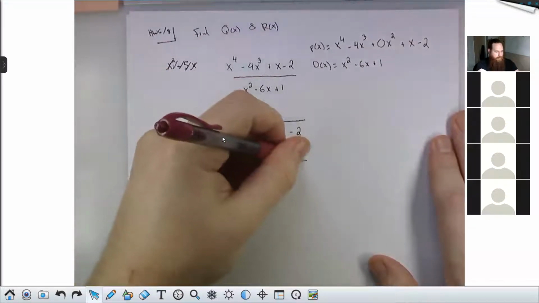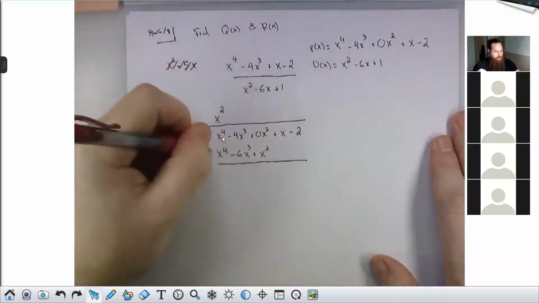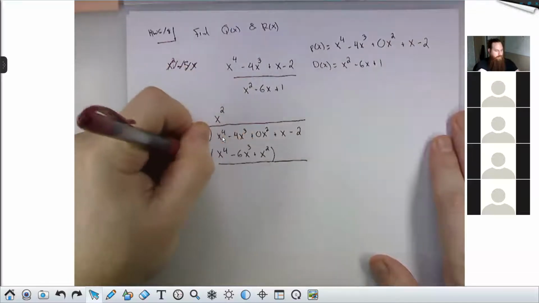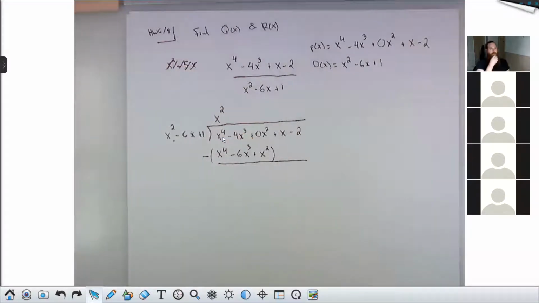And then I take these two rows and I subtract. Oh, you're good, no stress. Do make sure it's written down correctly though.